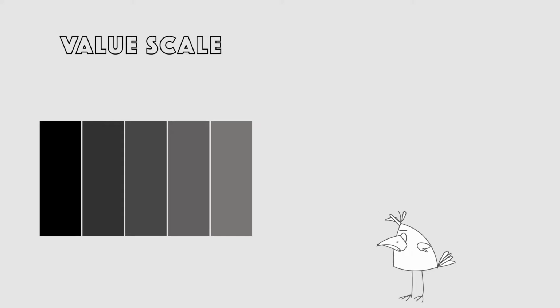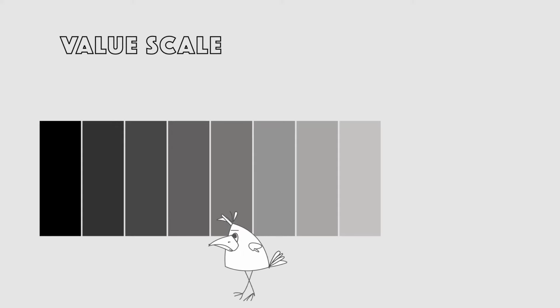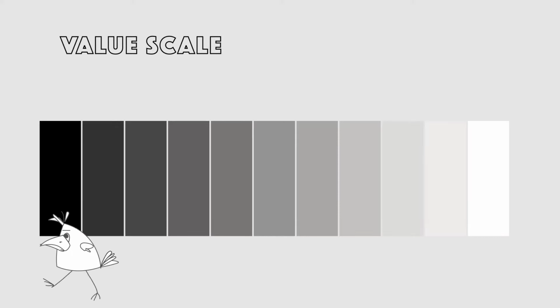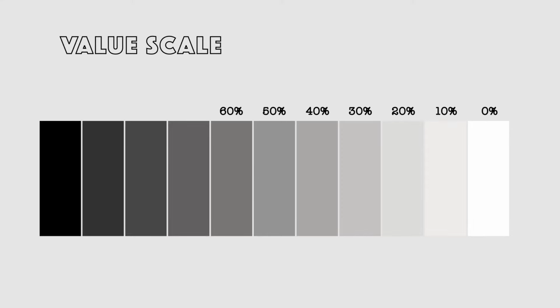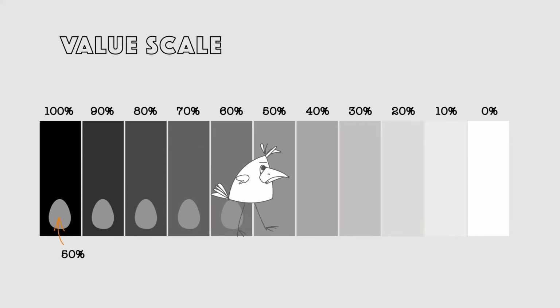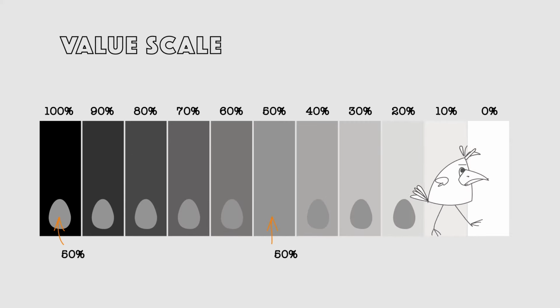In the modern age, artists use a 10-tone value scale. Value increases 10% at a time. Most artists can visualize this scale and use terms like one tone down or one tone up when talking about shading. Value scale is a great reference tool for choosing the right value. The same value looks lighter or darker next to different backgrounds.